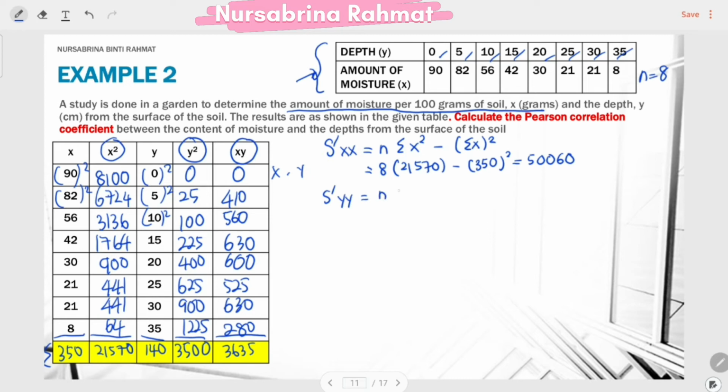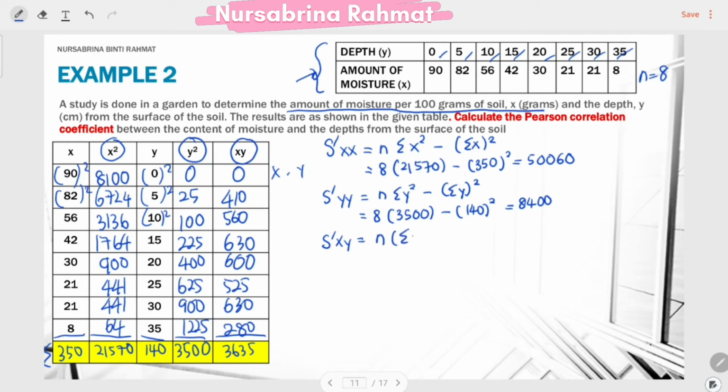Next, S prime YY. Again, n times the sum of Y square minus the square of the sum of Y. Your n is 8, the sum of your Y square is 3500, minus the sum of your Y, and then square of this. We get this to be 8400.